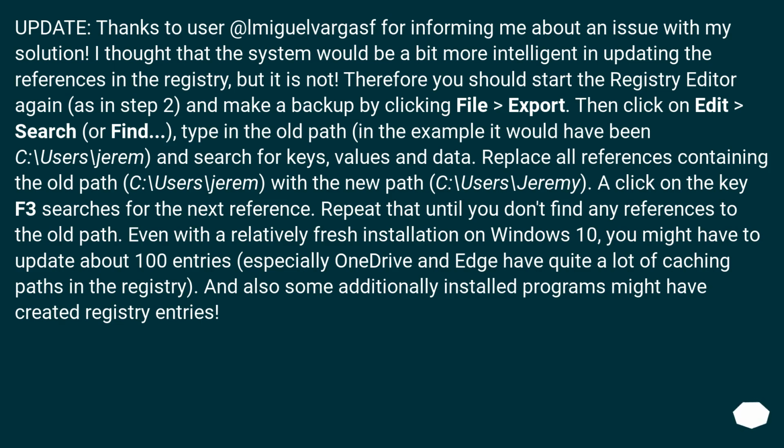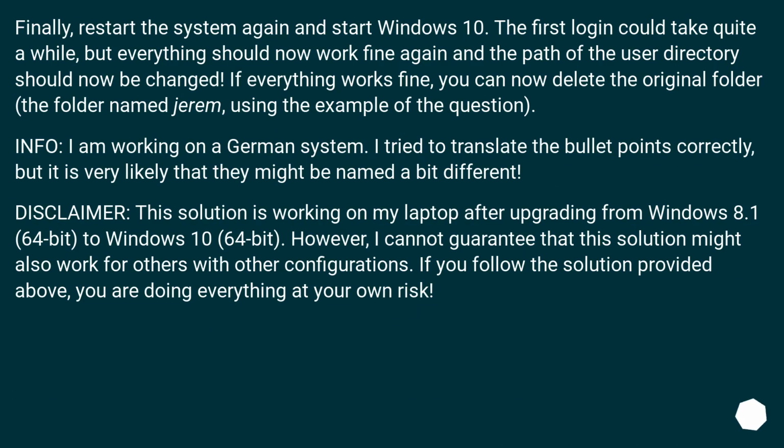Even with a relatively fresh installation of Windows 10, you might have to update about 100 entries, especially OneDrive and Edge have quite a lot of caching paths in the registry. And also some additionally installed programs might have created registry entries. Finally, restart the system again and start Windows 10.